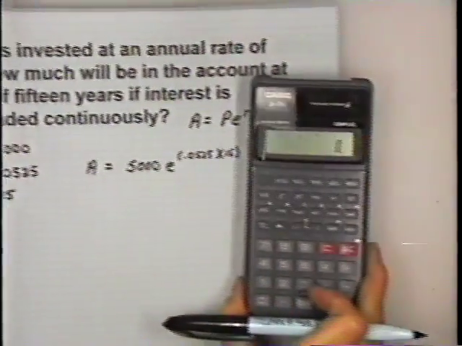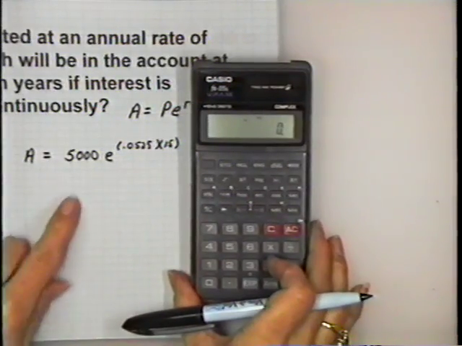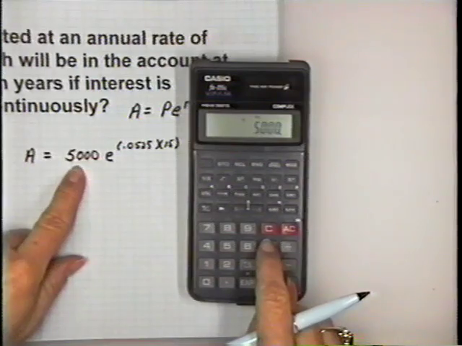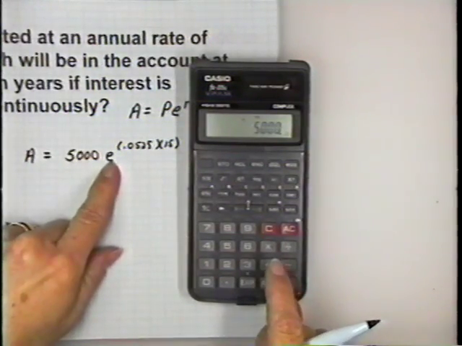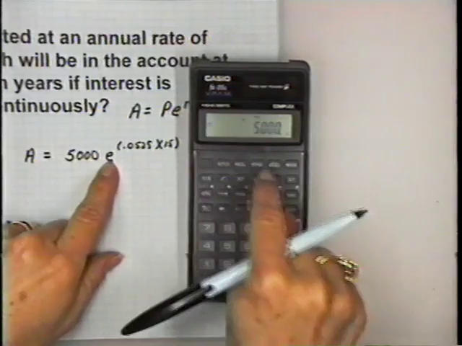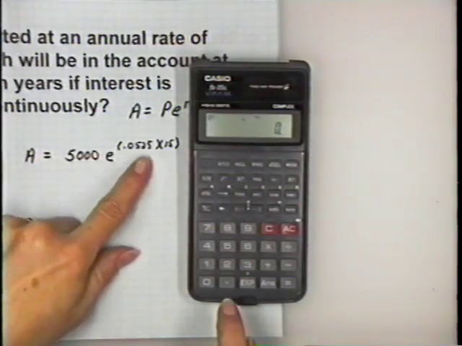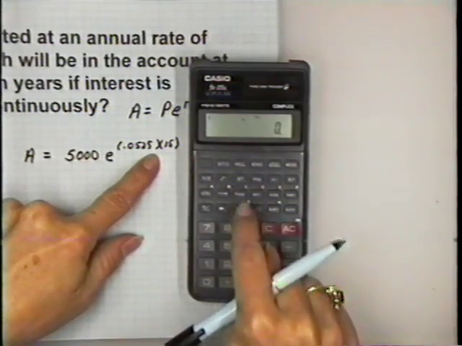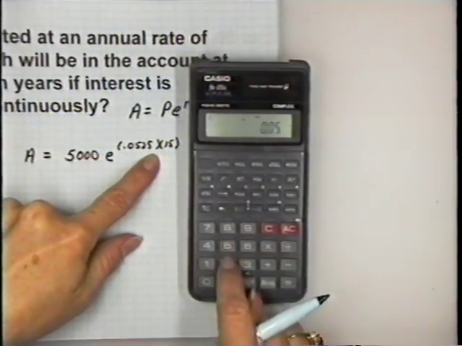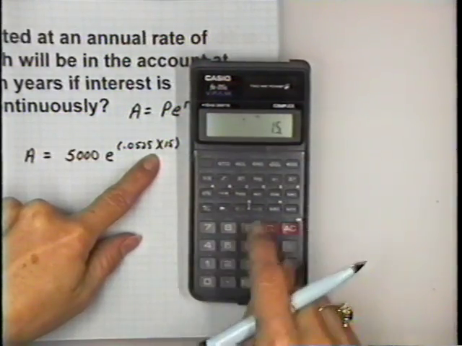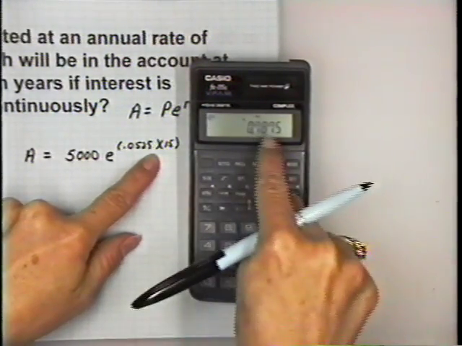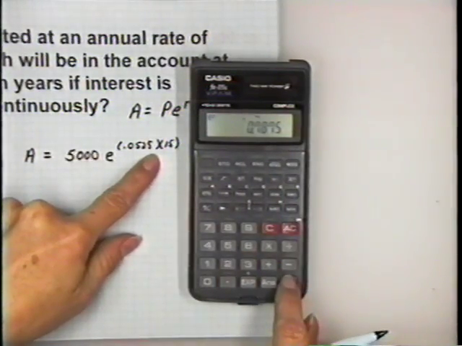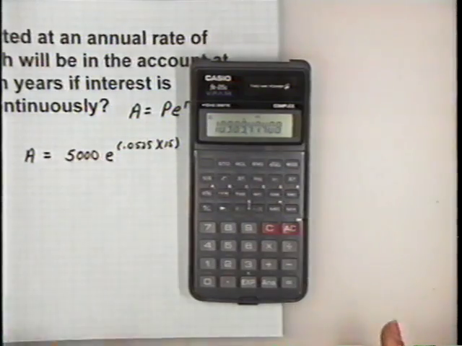I think I'm going to have to scoot this over so it doesn't glare too much for you. I'm going to go ahead and put in my 5,000 and hit my times button. Now I'm going to get my e, so I need to get my e to the x. Now, because I'm going to do a calculation for this exponent, I'm going to use a parenthesis to do that. Parenthesis, 0.0525 times 15. Close the parenthesis. Now, if you had multiplied that out a while ago, that's the exponent that you would have. Now I'm going to hit equal to complete this total calculation.